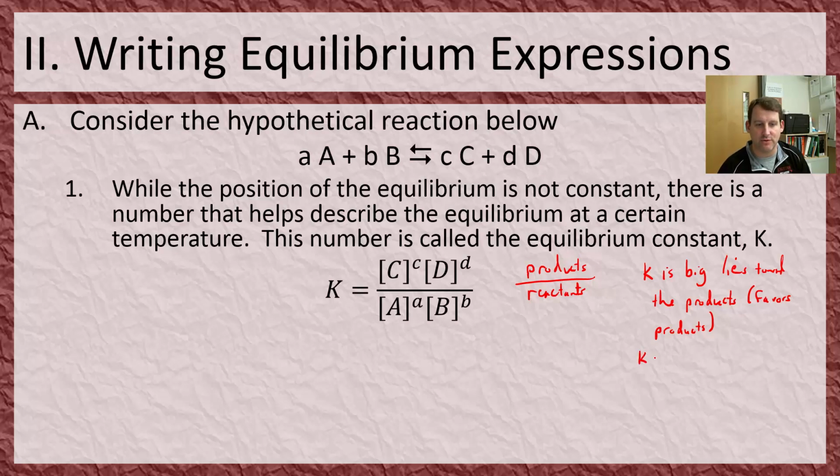Now the opposite's true. If K is small, that means that the number on bottom must be really big. To get a small number like 0.0000007, the number on the bottom must be really, really big. So the reactants are favored. In that case, that's a reaction that stays over here, and very little product is made. Almost all of it stays as reactants. Very little product is ever made.